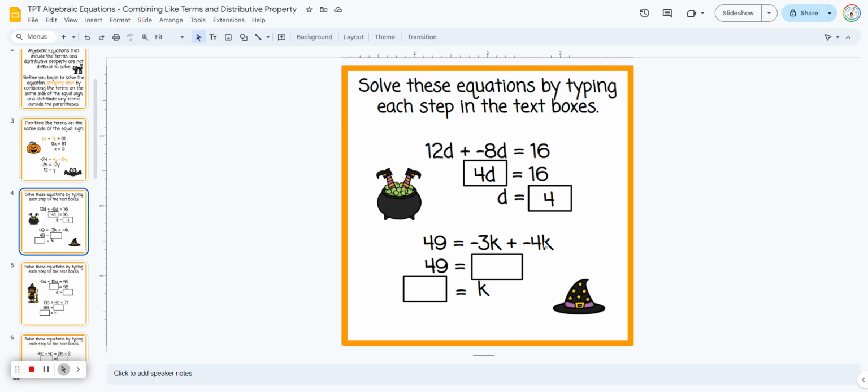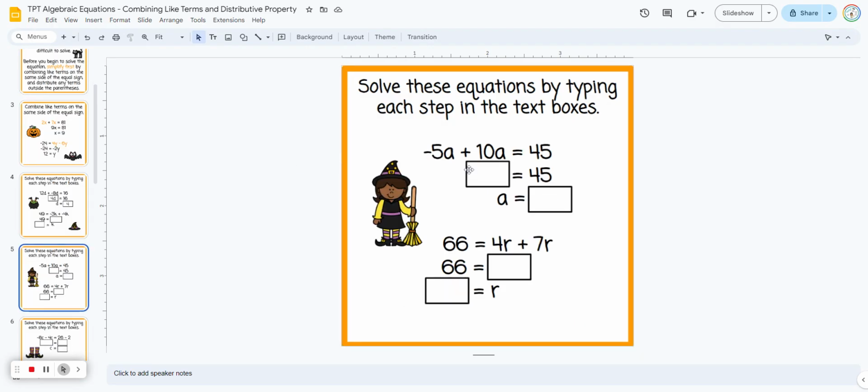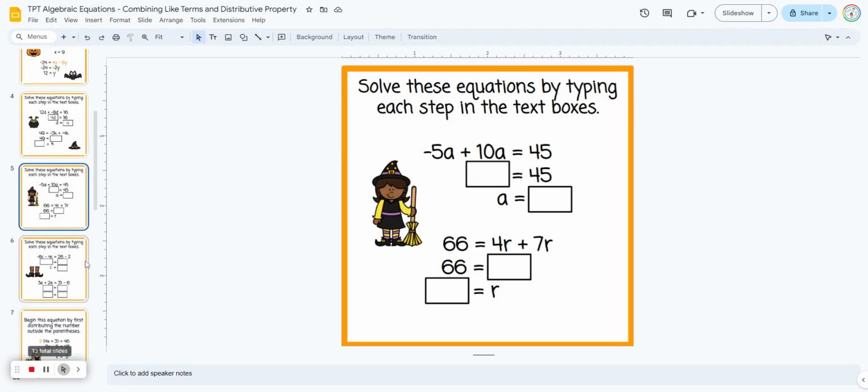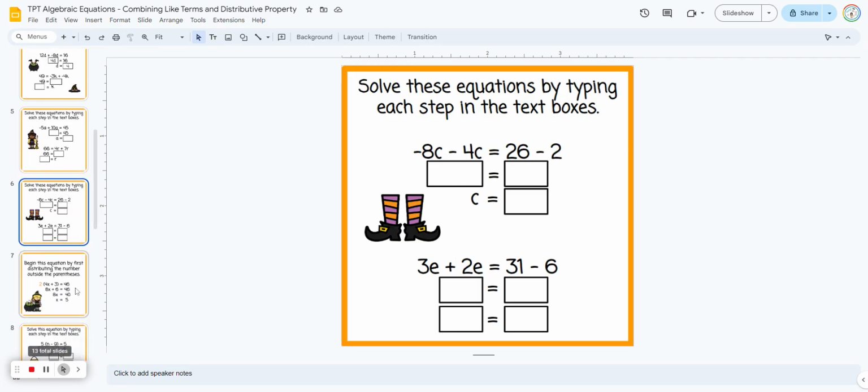Now each one of these variables is going to be connected. Most of them are going to be connected to their answer on the final slide to solve a Halloween riddle. So they're going to match this letter with the number of the answer. Okay, so the next one, same thing, combining like terms and then solving. Then here they have combining like terms on both sides of the equal sign.